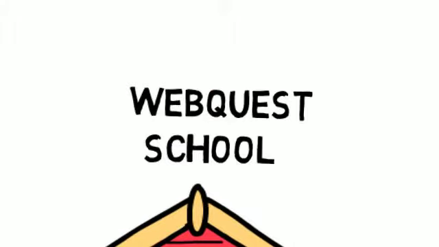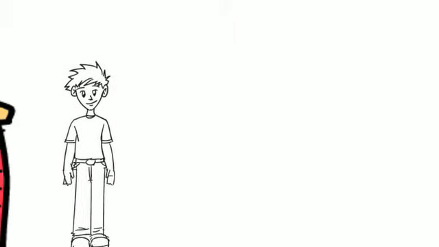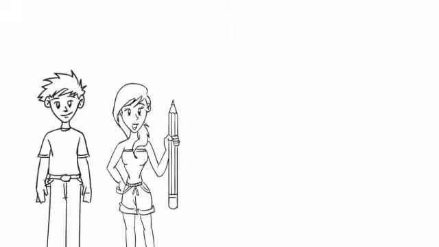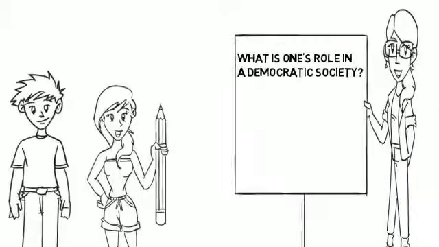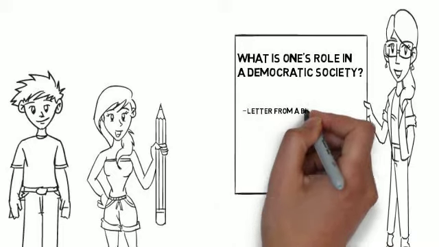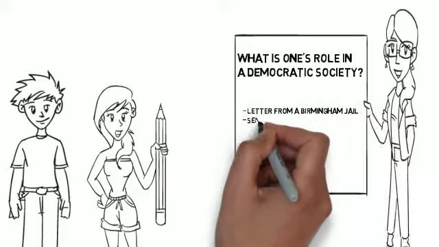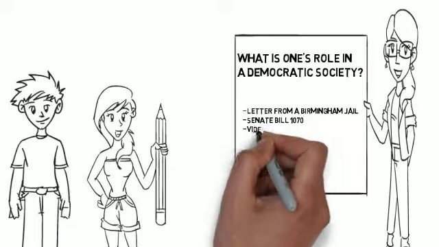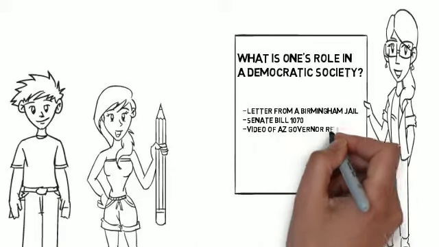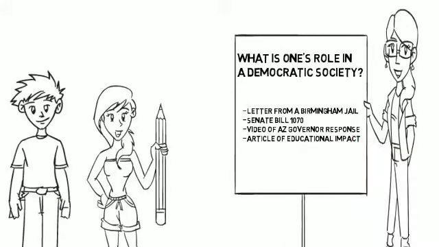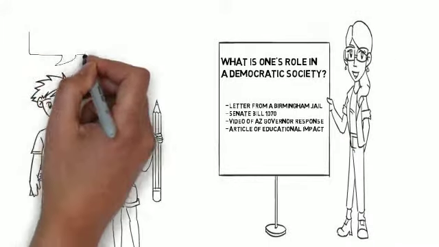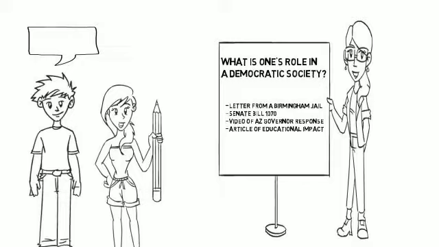A WebQuest can be used for any subject area. Let's say in a language arts lesson, the goal is for students to answer what is one's role in a democratic society. In a WebQuest that is designed to analyze bias, students can engage in higher order thinking through analyzing the community, cultural, and economic outcomes of the Letter from a Birmingham Jail by Dr. Martin Luther King Jr. and Senate Bill 1070, the Arizona immigration law.